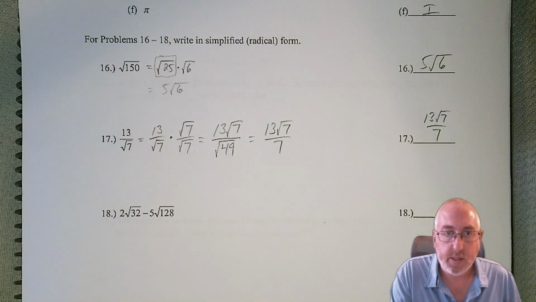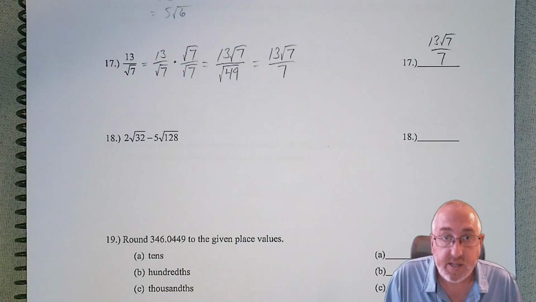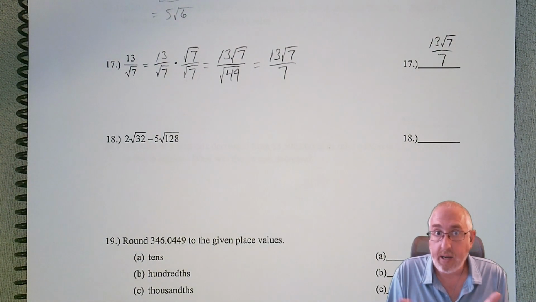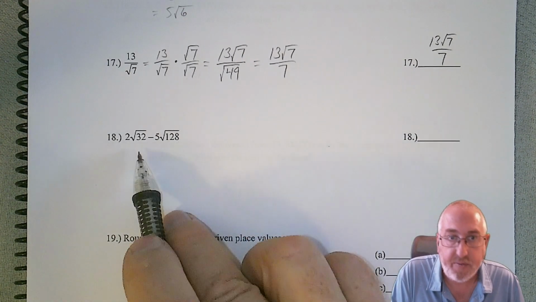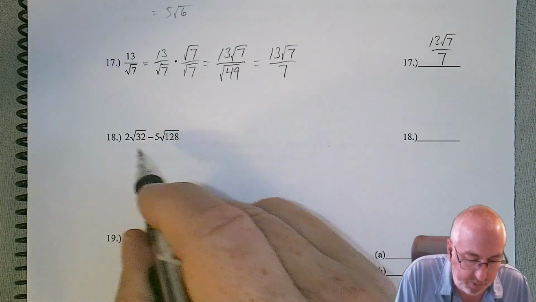All right, so let's keep moving down the page. Now this next one, I want you to try to combine a couple of square roots by adding or subtracting, in this case subtraction. Problem is, those square roots are not the same. We can't combine them unless they're the same. So we have to do some breaking down.